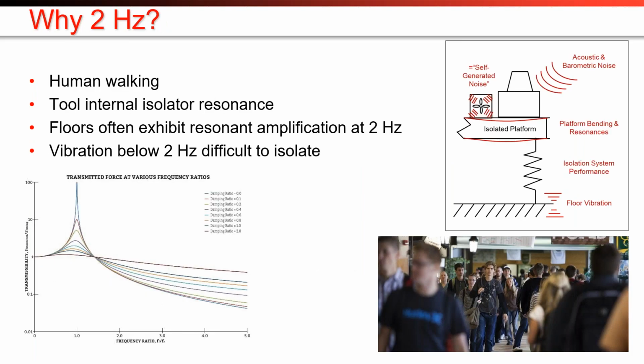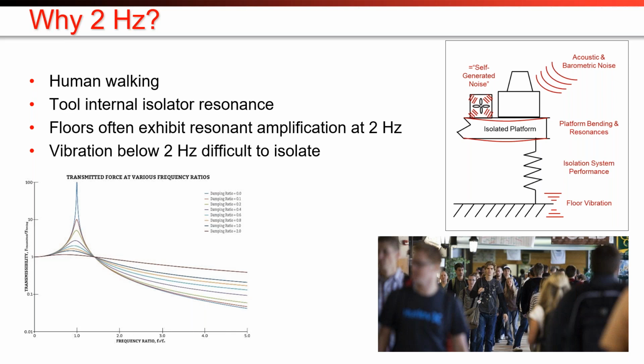So we've talked a lot about 2 hertz. What's so important about 2 hertz? Well, there are several things that contribute to that being kind of a critical number. The first is human walking. These buildings are populated with people typically, and the time period of human walking is about half a second. So what you end up with is the cumulative effect of a group of people walking randomly is around 2 hertz, driving the floor at around 2 hertz.